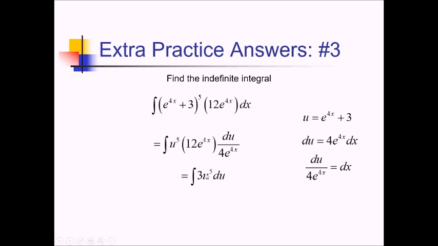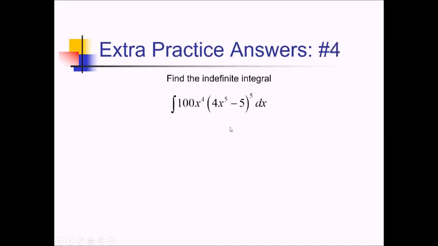And then using my reverse power rule, this bumps up to a 6. 3 over 6 is going to give us 1/2 u to the 6th power plus c. And then we can just replace u with the expression that we substituted out for it, e to the 4x plus 3, to get our final answer.